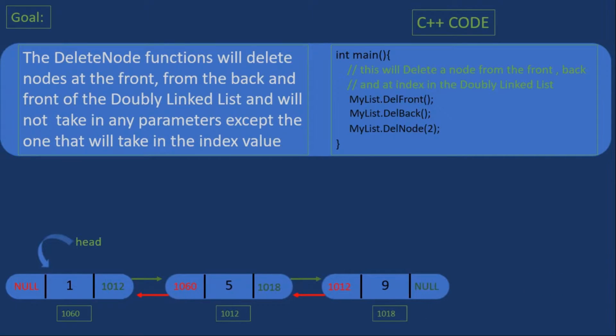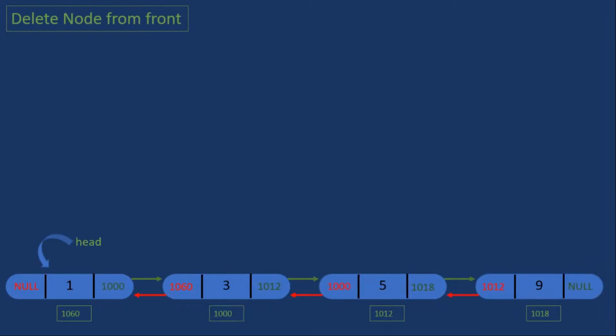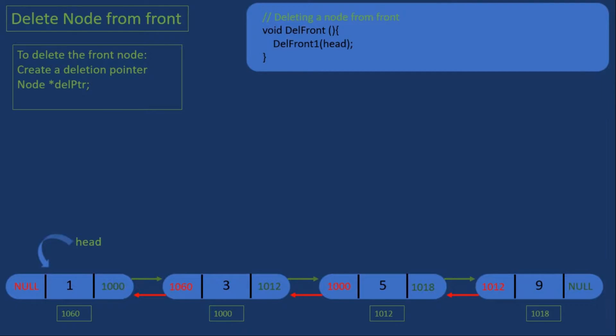The first function we will look at is the one that deletes a node at the head or front of a doubly linked list, and this is the easiest. So we'll create a del front function, meaning to delete a node at the front, and this function will only call another function, del front1, which takes in the head node pointer of the doubly linked list, and this function will do the actual deleting of the node.